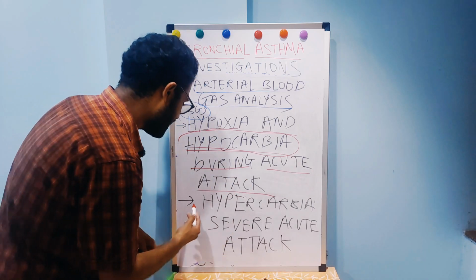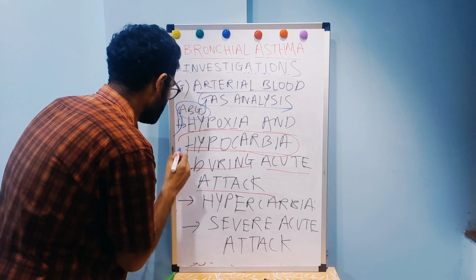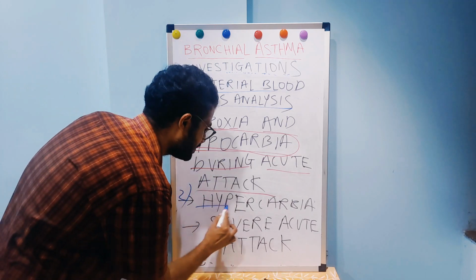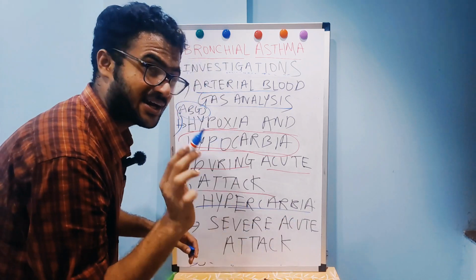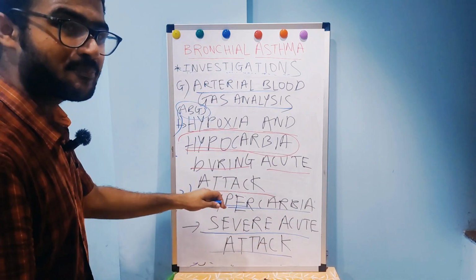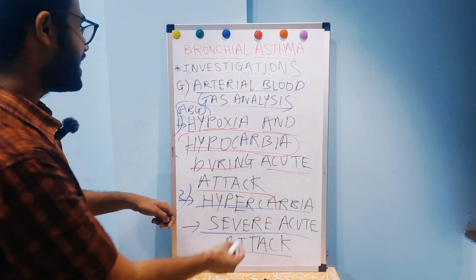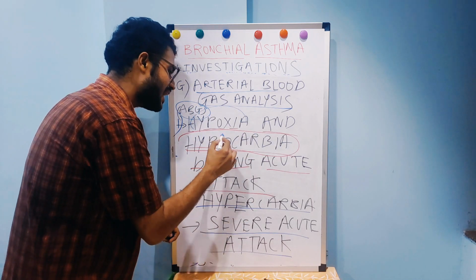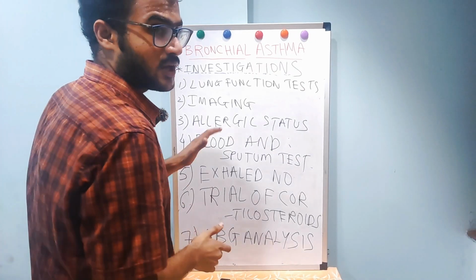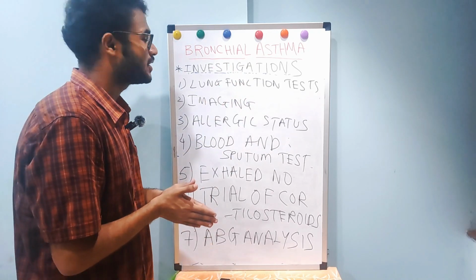And hypercarbia is the second part. It occurs during severe acute attack, severe exacerbation. And during acute attack, there is hypoxia and hypocarbia. So this is ABG analysis. Now I would be briefing you about the investigations we do in order to diagnose bronchial asthma.